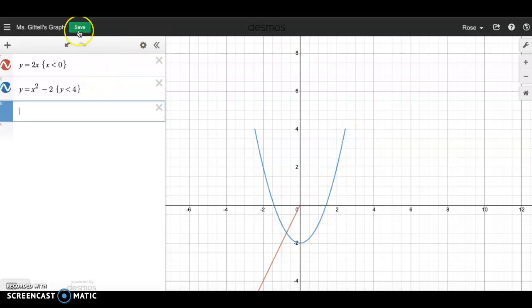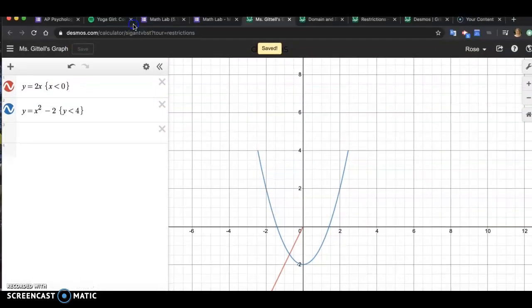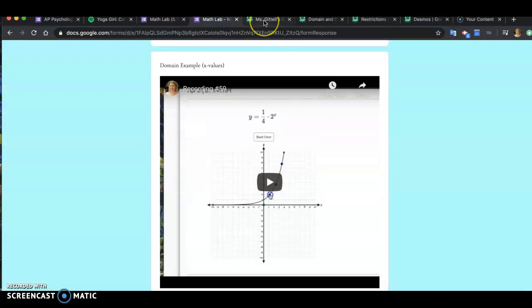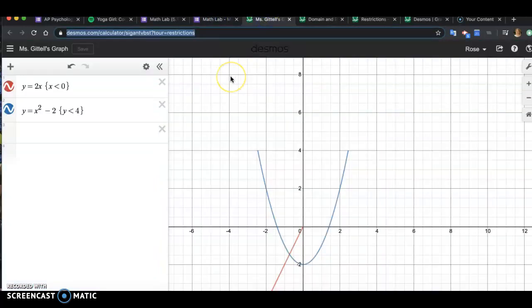That's it. So then you're going to save the graph, and then you're going to copy and paste the link into the Google form below, so I can see the work that you did on the graph.